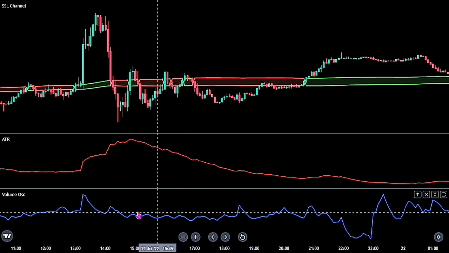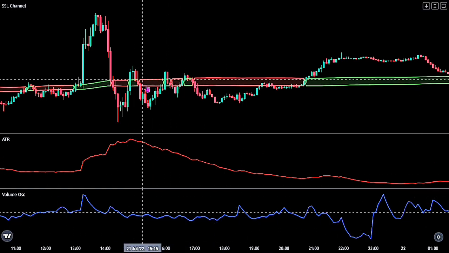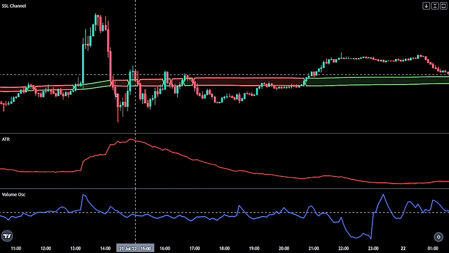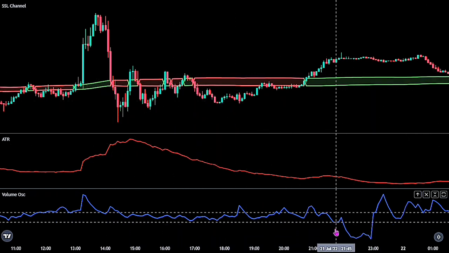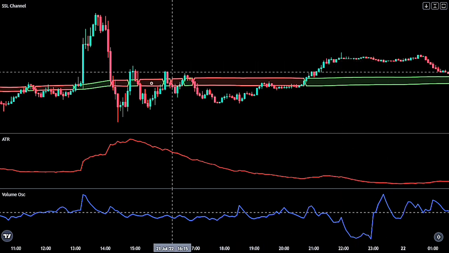Please note that you should never trade when the volume oscillator is below the zero line, as it is showing when the market is dead, and most likely indicates a ranging market as we see here. You can see that it saved us from a lot of losing trades, so you wouldn't like to be in the market when things like this happen.